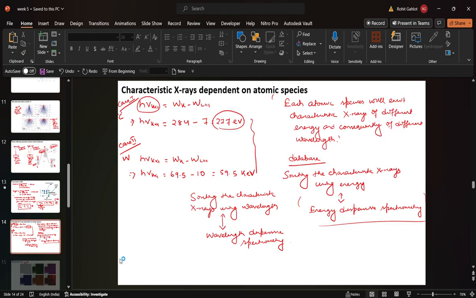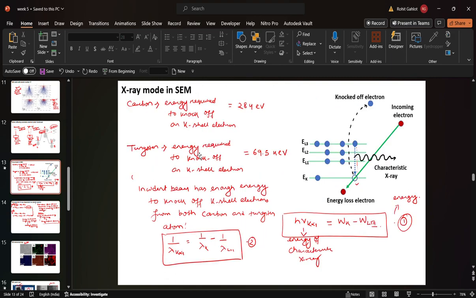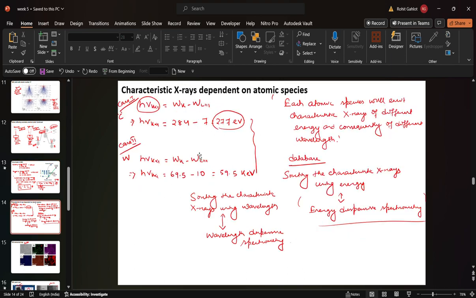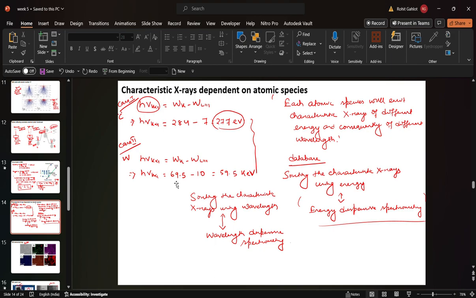And similarly, another example: for carbon, the energy to knock off from the K shell is 284, while the energy to knock it from the L3 shell is around 7. So here we calculated it around 277. If we talk about tungsten, the energy to knock off from the K shell is around 69.5, and from the L3 shell is around 10. So we calculated the difference.